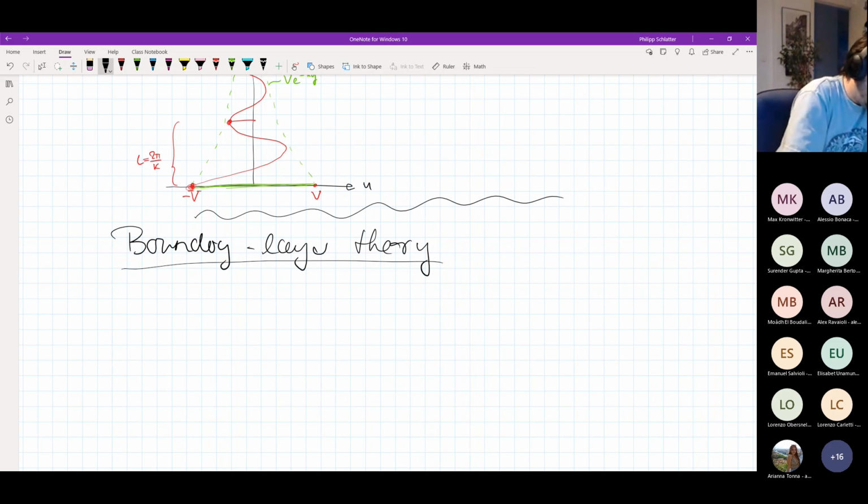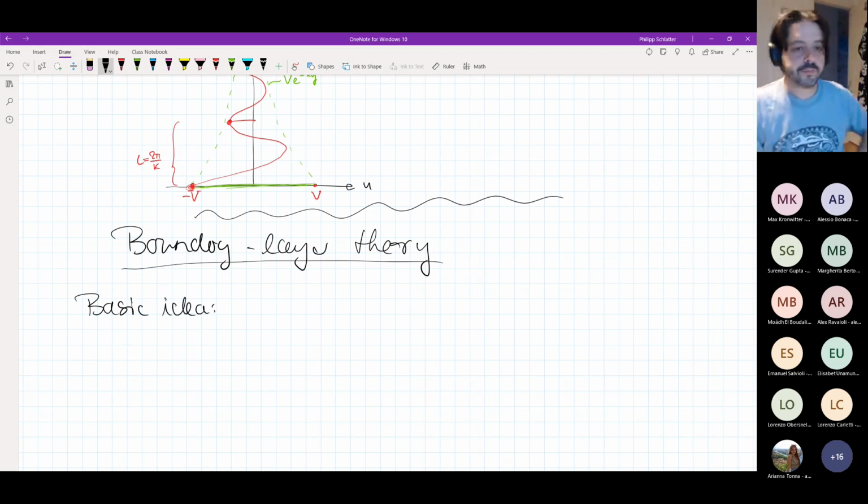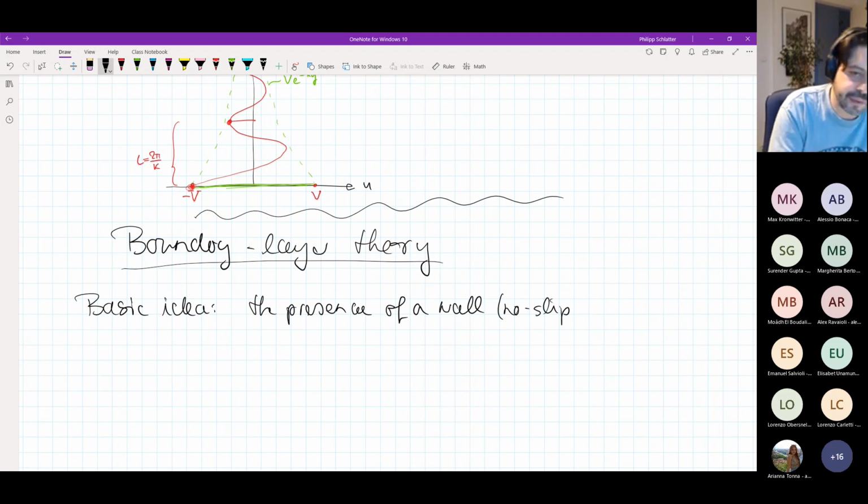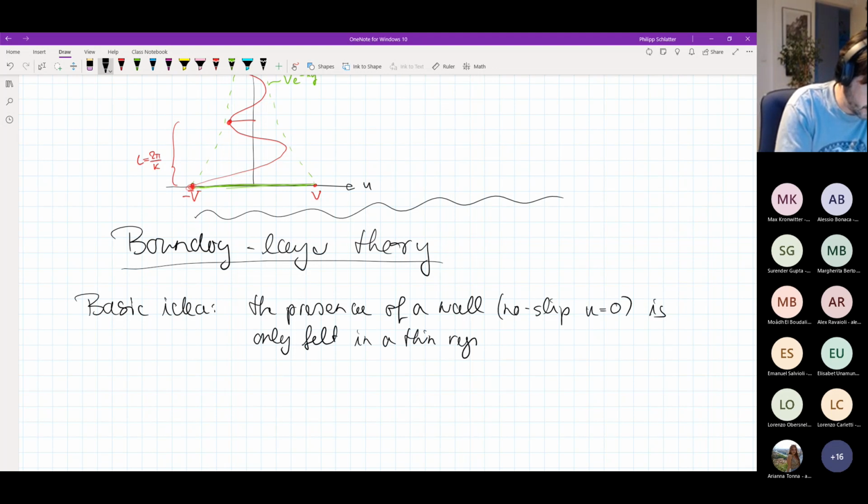So what is the basic idea of a boundary layer, or what is it? What is it actually when we talk about a boundary layer? So the presence of a wall in a flow domain, and with a wall I mean a region or a boundary where I have no slip boundary conditions, which means that the velocity is actually 0. So the presence of a wall is only felt by the flow in a thin region close to this wall. So that's the basic idea of a boundary layer.